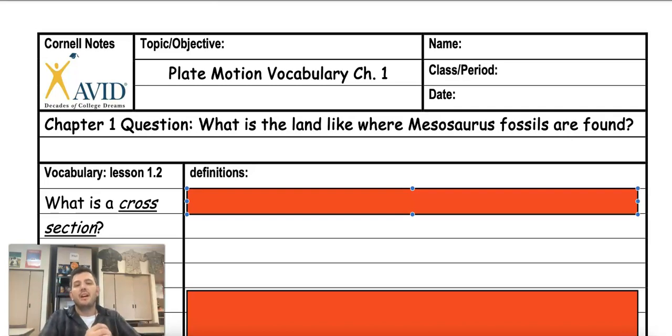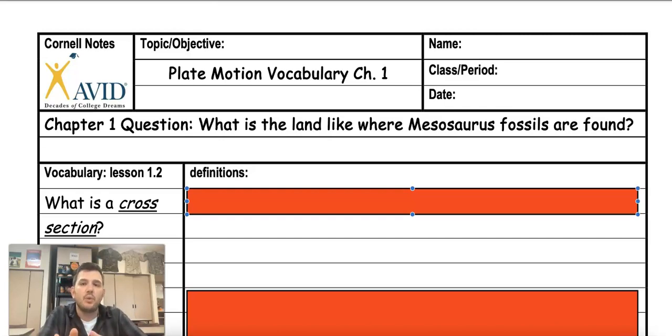All right, people, we are going to be studying plate motion over the next couple of weeks. So we're going to start with chapter 1 and all of its vocabulary. The key here is that you write down the definitions to the words that I am giving you, and then you can use this sheet to match your words and definitions to get points for your vocabulary.